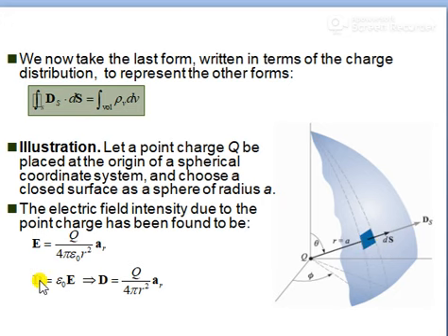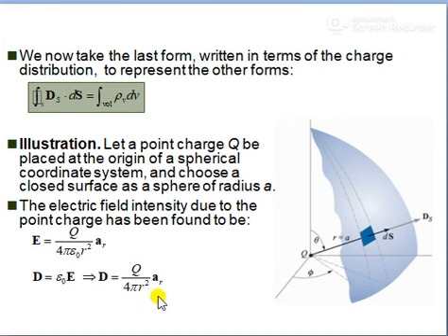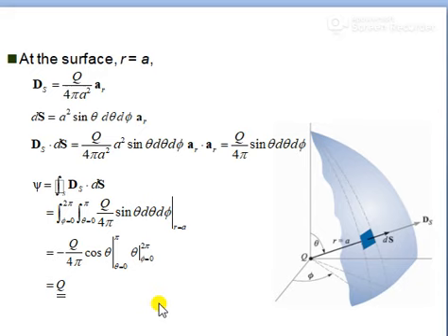Now the electric field intensity due to this point charge has been found to be E is equal to Q by 4 pi epsilon naught r square aR, where D is epsilon naught E, therefore D is Q by 4 pi r square aR. Now at the surface r is equal to a, D is equal to Q by 4 pi a square into aR.